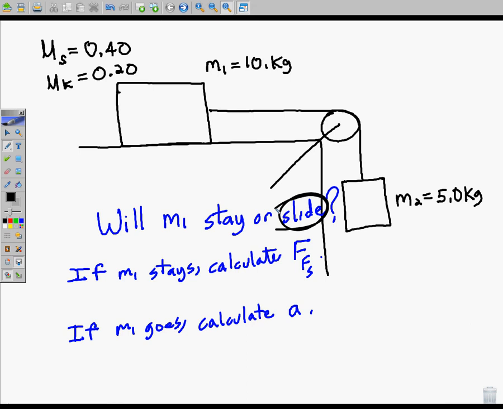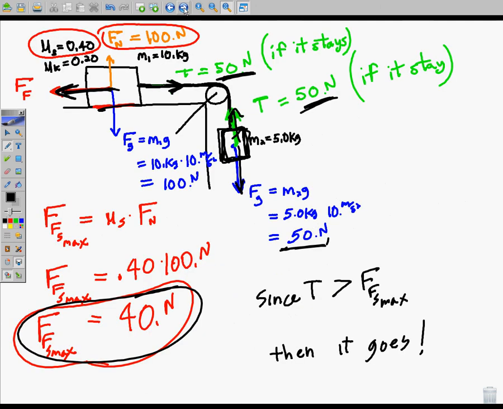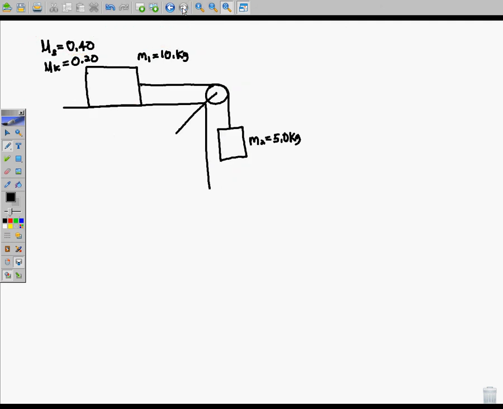If it stays, calculate the static friction force. We don't have to do that because it's not going to stay. If it goes, calculate the acceleration. So that's what we have to do now. Calculate that acceleration. F net equals m a. We're now going to calculate that acceleration. And of course, we're going to have to use the mu sub k because we established it's going to go.